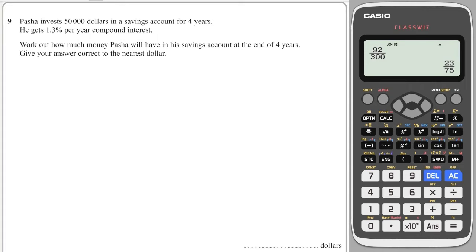Okay, Pasha invests $50,000, lucky him, in a savings account for 4 years. Okay, so with compound interest, so it's 1.3%. So what we do to find the multiplier is we start with 100%, and because this is interest, it's savings, we're going to be increasing. So we're adding on 1.3%, and then we divide it by 100 to get it into a decimal. So putting that into our calculator, I do 100, a fraction button first, 100 plus 1.3, all over 100, and that gives me 1.013. So that is the multiplier.